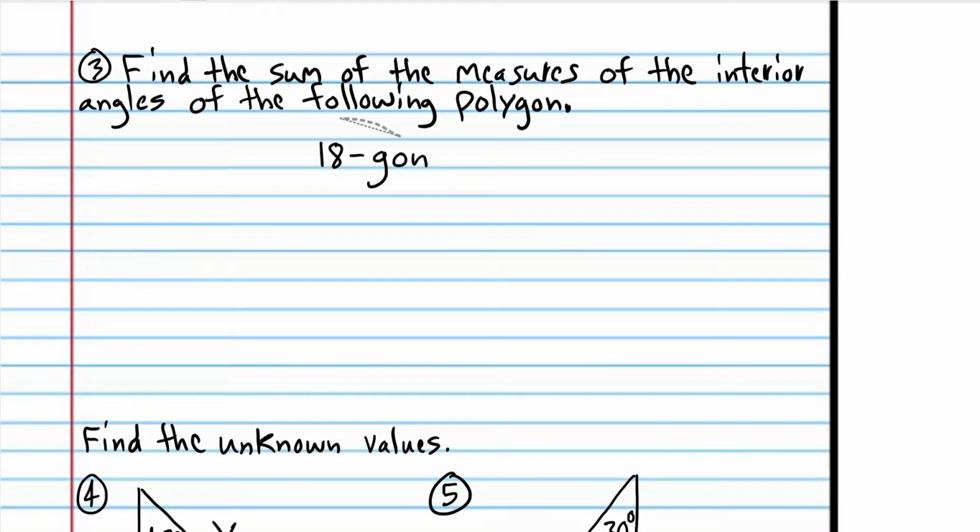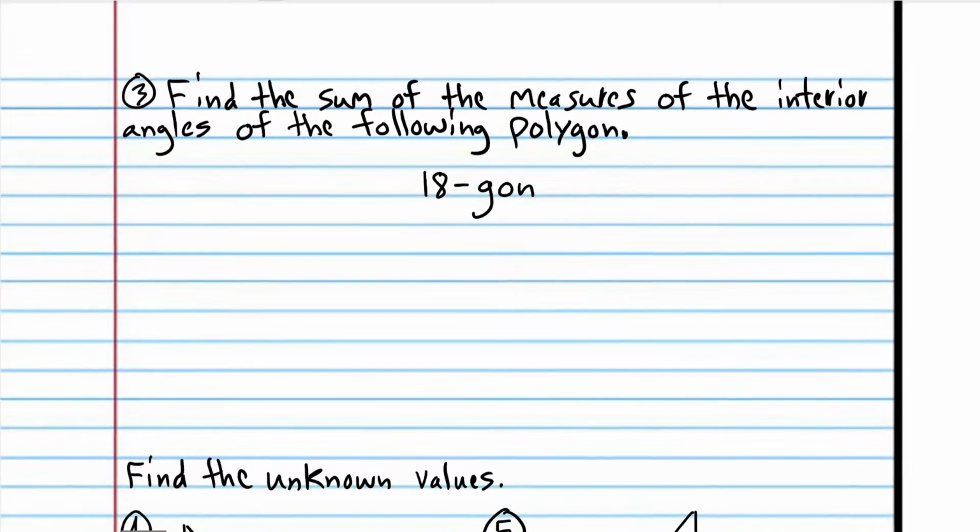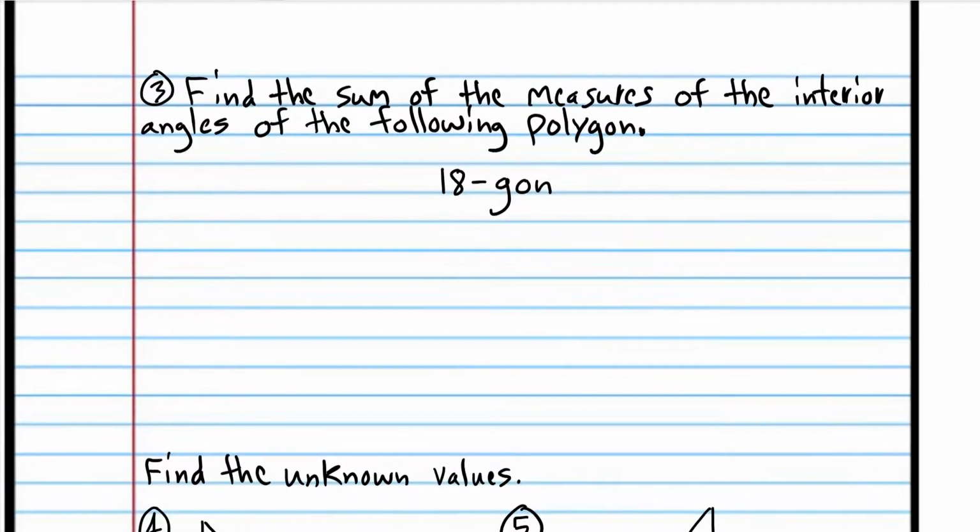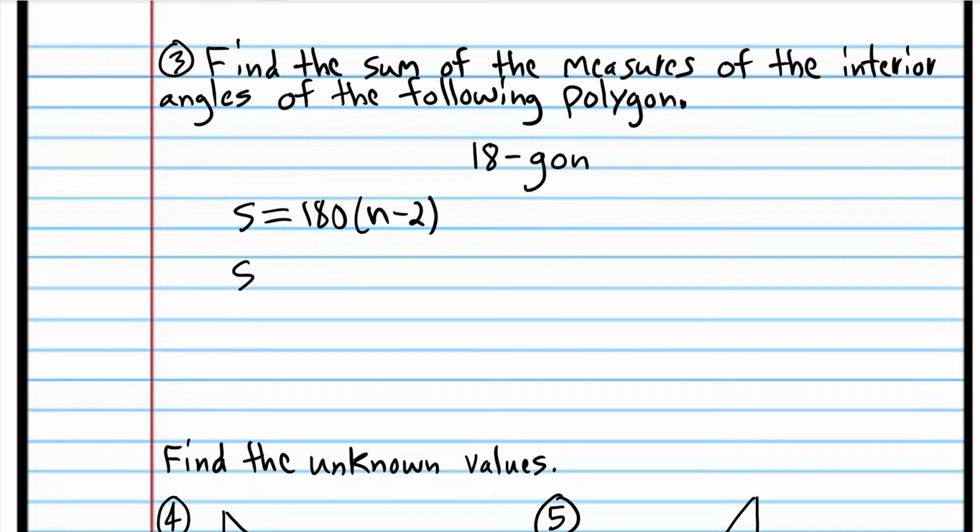All right, we're back. We're going to have to use the same theorem we used for problem number 1, the polygon interior angles theorem, which says that the sum of the interior angles of a polygon is equal to 180 times the number of sides minus 2. And 18-gon means it's an 18-sided polygon. So all we have to do is just plug in 18 for n and calculate, and we're done. So it's a pretty easy problem.